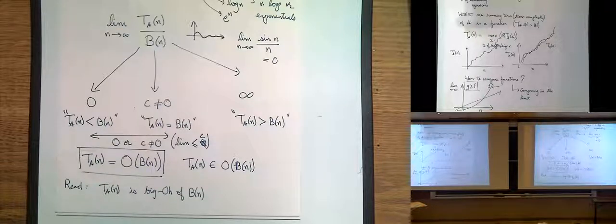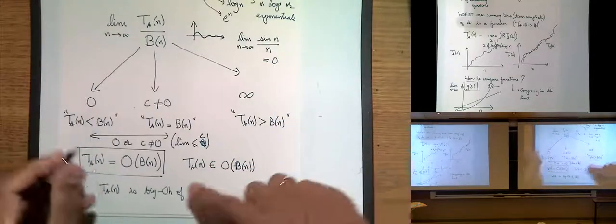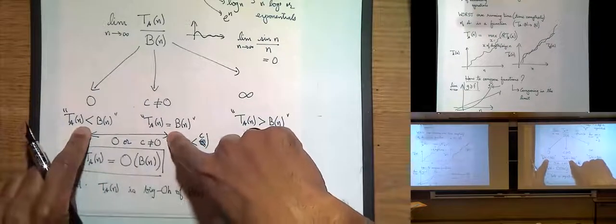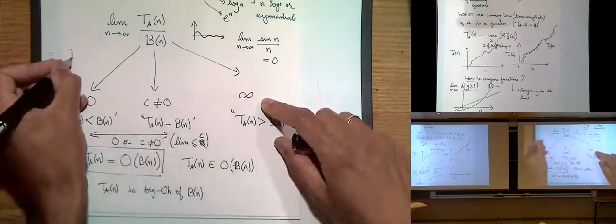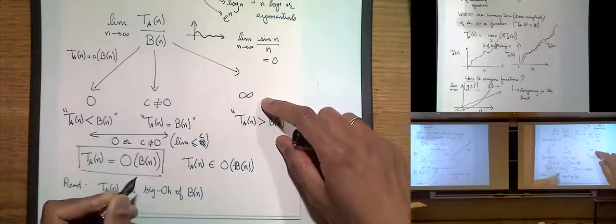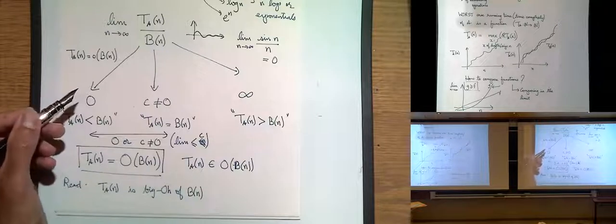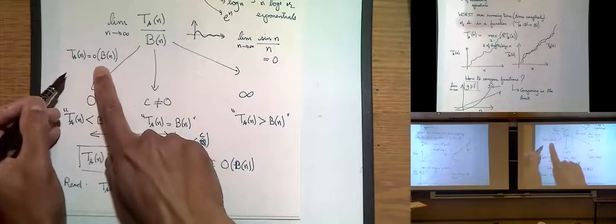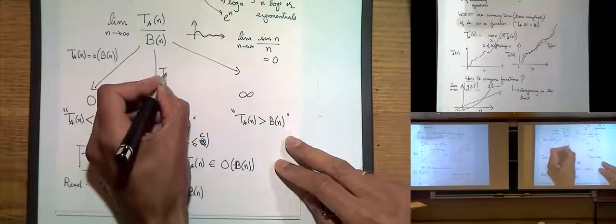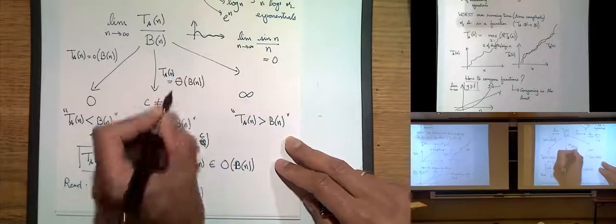Okay, so you have these situations here. Now, T_A of n is O of Bn if it's in any of these cases. If it's only in this case, technically, what is written is little o of Bn. If you've ever seen the little o notation, although I don't think we'll ever use it in this course, it's when the limit is 0. When the limit is a constant, then actually we write T_A of n is theta of B of n.